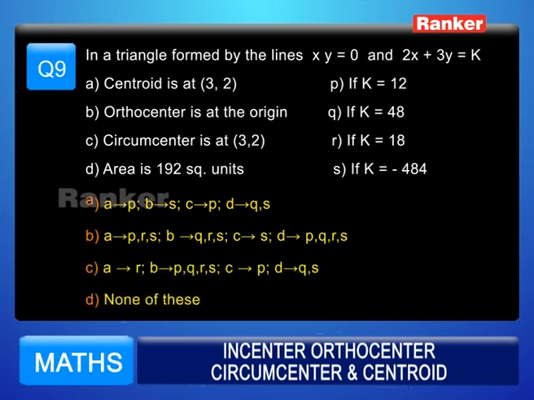Question number 9. Another question to test your fundamental knowledge on straight lines and the points of concurrence under various conditions. Now we'll have to find out the value of k. Now look at this problem. xy is equal to 0 stands for the coordinate axis and 2x plus 3y is equal to k.